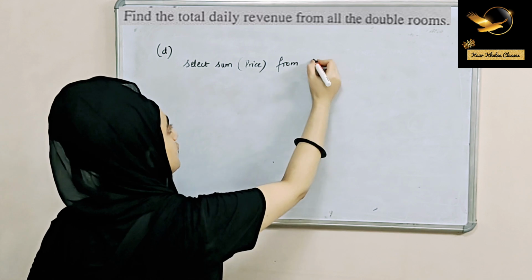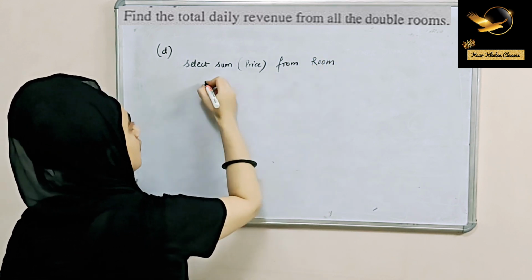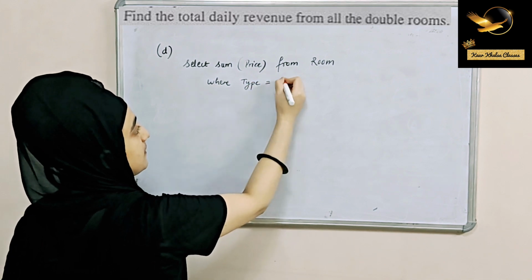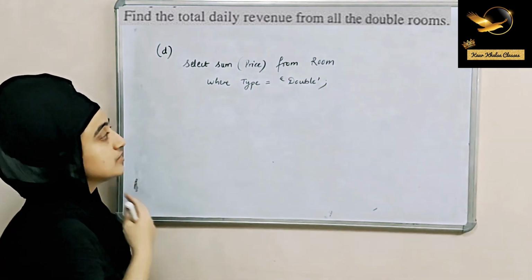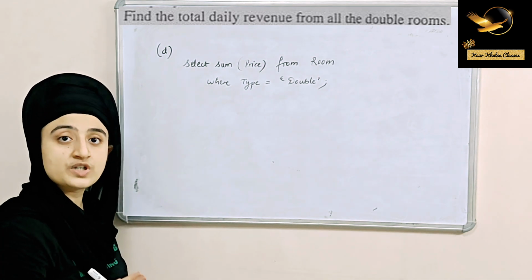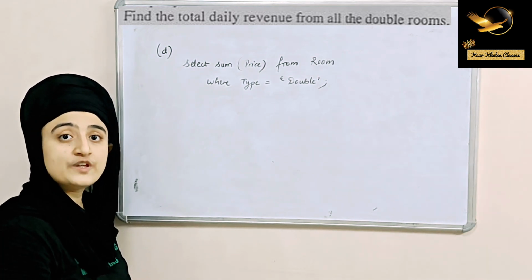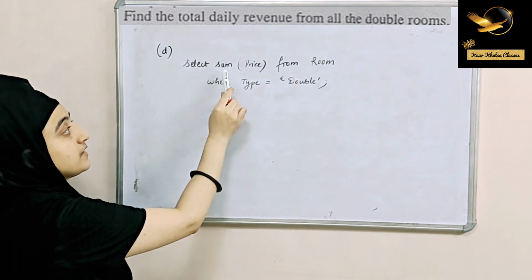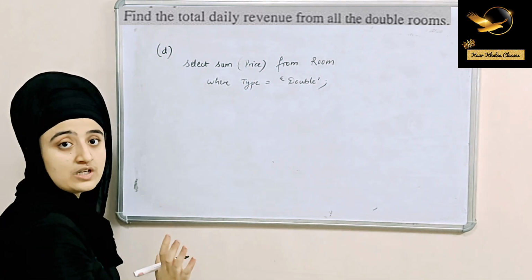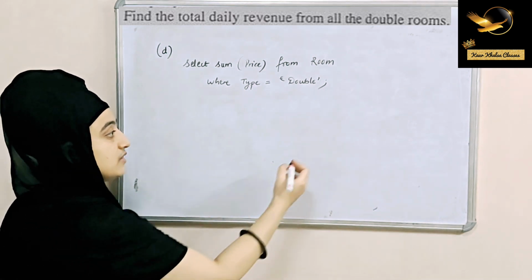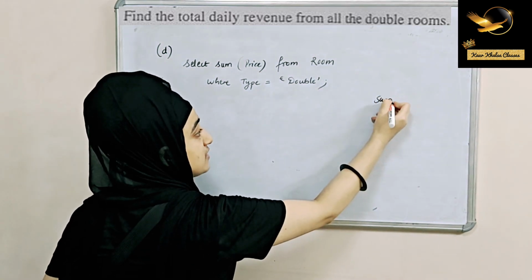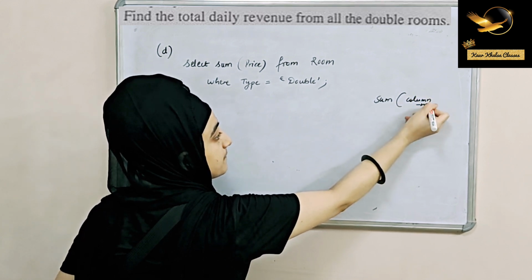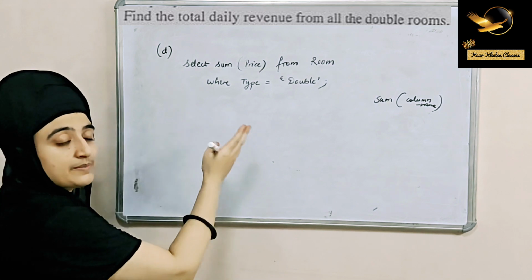from room where type is equal to double. So it's mentioned that we have to find the total price. So for total, we have sum as an aggregate function. So we are using select sum, and price is the column where we are applying this aggregate function. So how do we apply the aggregate function? Sum, and we have to write the column name inside. So sum column name. So here the column name is price.